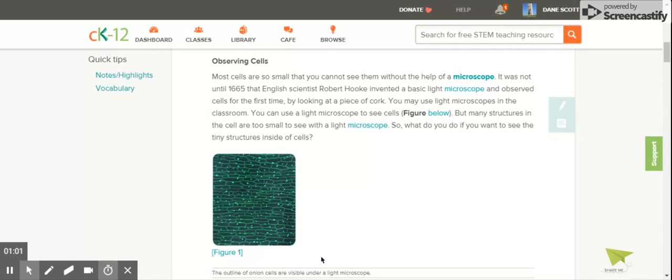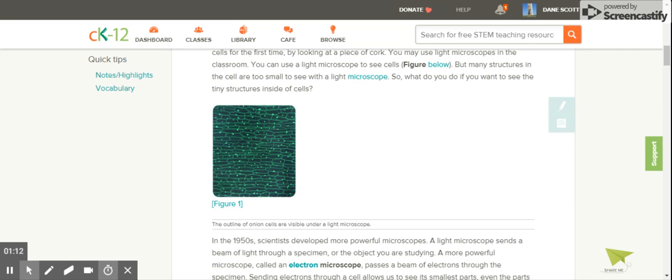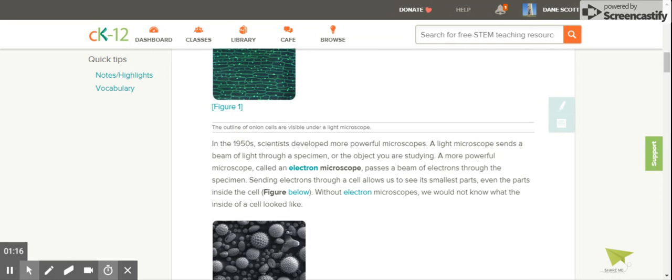You can use a light microscope to see cells, but many structures in the cell are too small to see with a light microscope. So what do you do if you want to see the tiny structures inside of cells? Here in figure 1, we have the outline of onion cells. They are visible under a light microscope. In the 1950s, scientists developed more powerful microscopes.